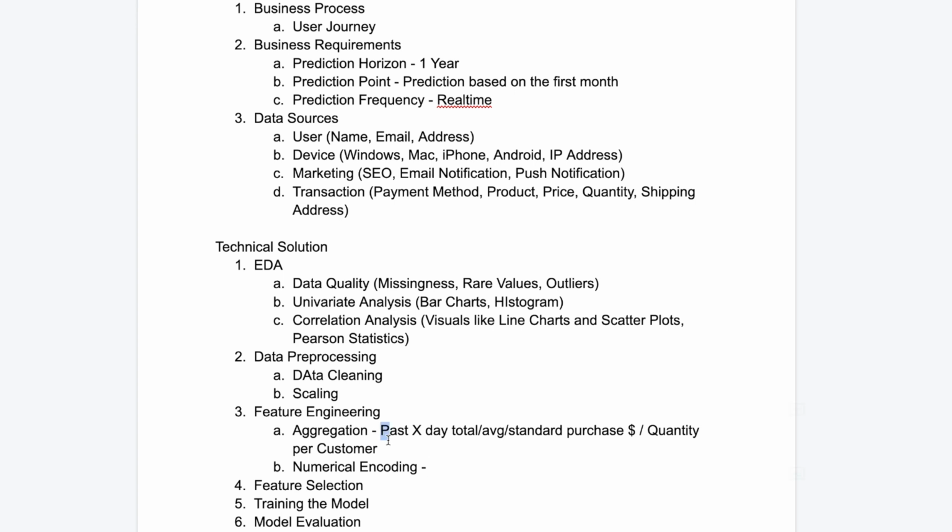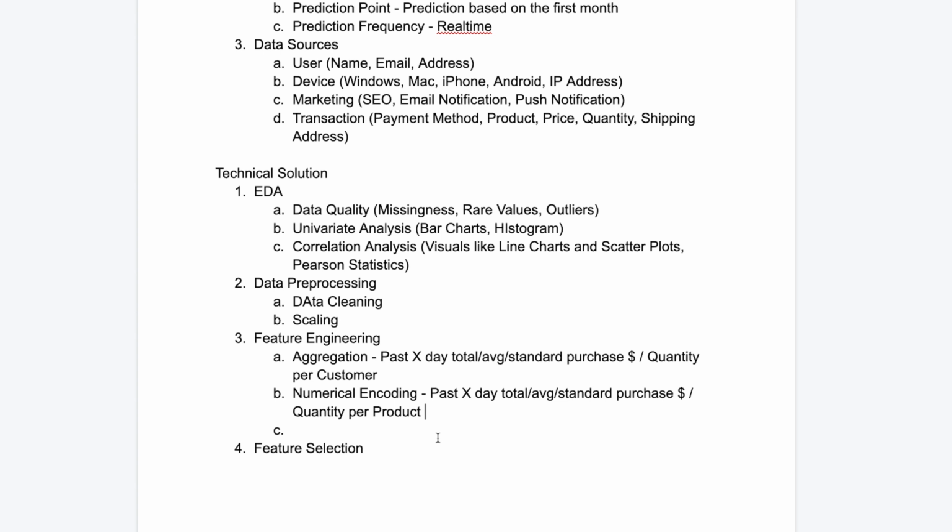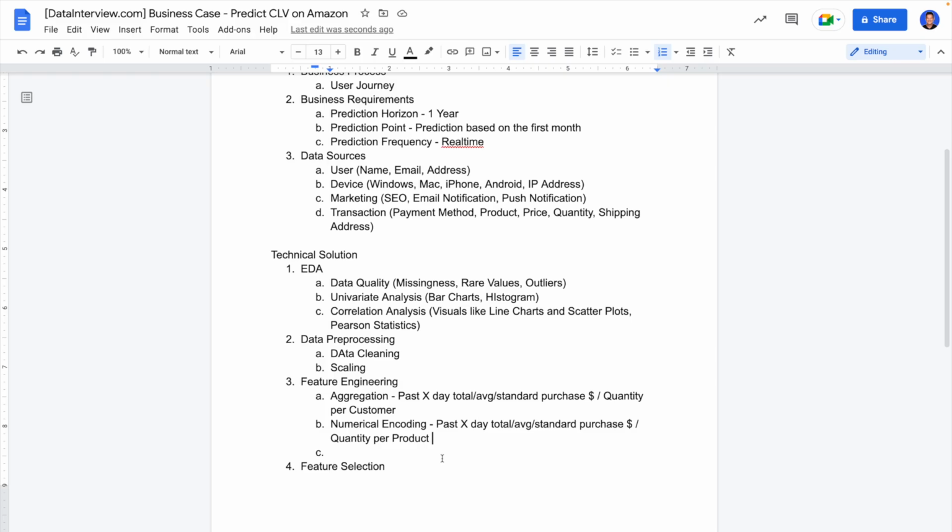So what I could do is apply a similar strategy where I look at the past X day total purchase dollar per product. Signals like the past 7-day purchase dollar per product can provide some information about whether this has been a popular product or isn't a popular product. And that could potentially be useful in the model overall.